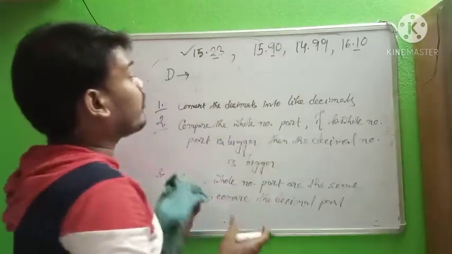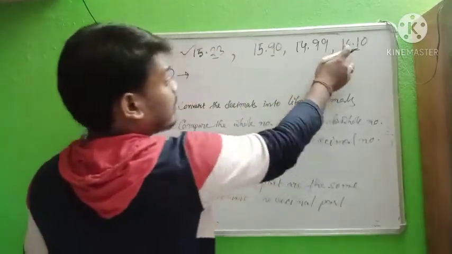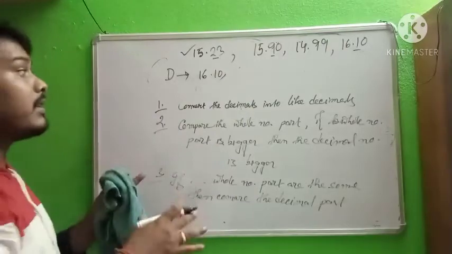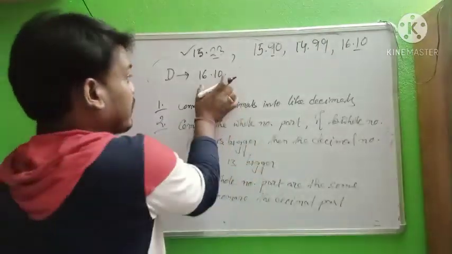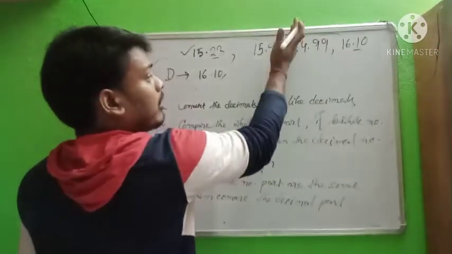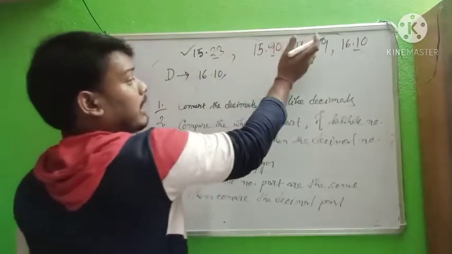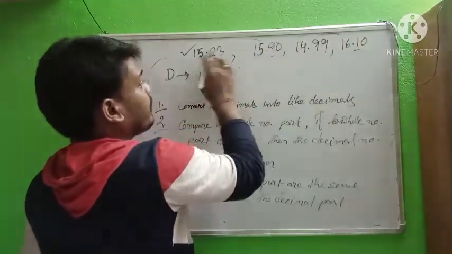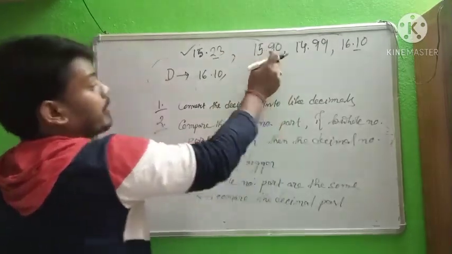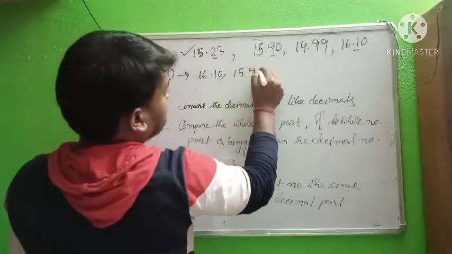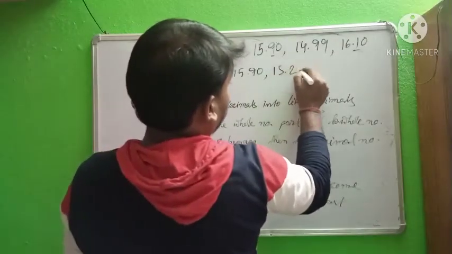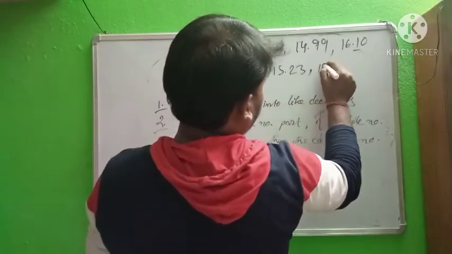Now compare the whole number part. Whole number part 16 is bigger, so 16.01 is bigger. Descending means bigger to smaller. So first the bigger number, then 15 and 15 are equal, and 14 is smaller, so it comes last. Between 15.23 and 15.90, 15.90 is bigger. So 15.90 first, then 15.23, and at the last 14.99.